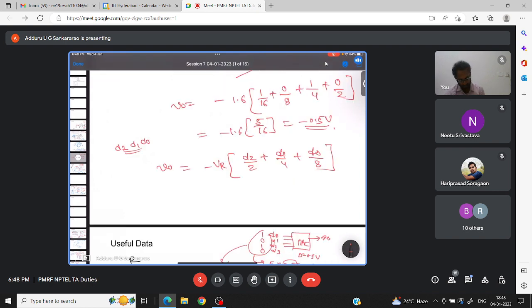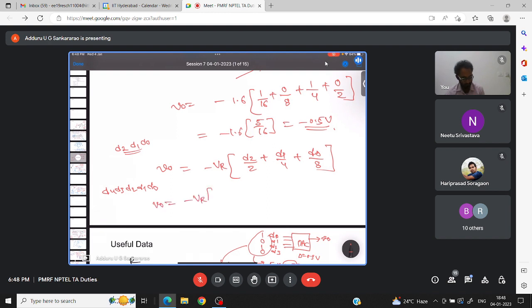Suppose there are 5 bits, D4, D3, D2, D1, D0. Don't get confused, okay? 5 bits are there. Then the MSB, that is nearer to the op amp, will be divided by 2. The next one, D3, divided by 4. The next one, D2, divided by 8. The next one, D1, divided by 16. The next one, D0, divided by 32. You can try later. You can take that kind of circuit and try.